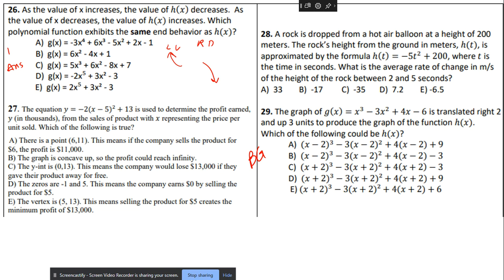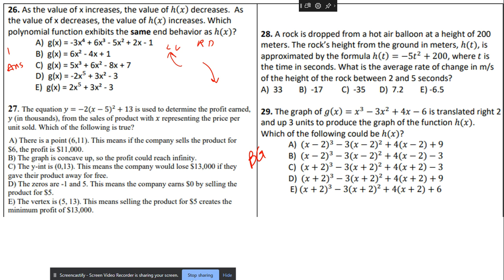27. You're getting one more equation here. Determine profit y in thousands of dollars for the sale of the product x. So just interpreting that, that means if I wanted to know what kind of profit I get when I only charge $4, for instance, if I plug in 4, that tells me how much profit I make when the product only costs $4. So that's how we're doing that. And it's asking you which of these is true.